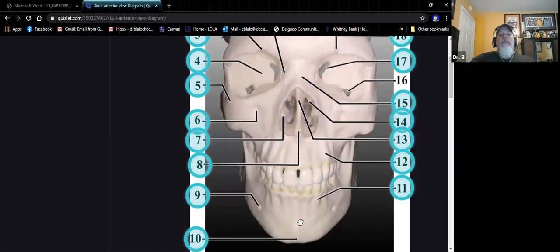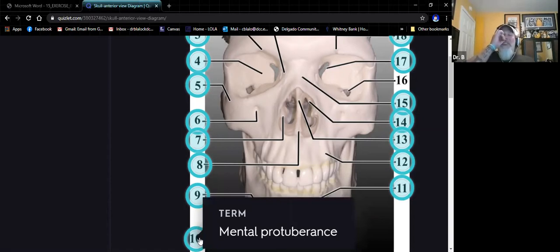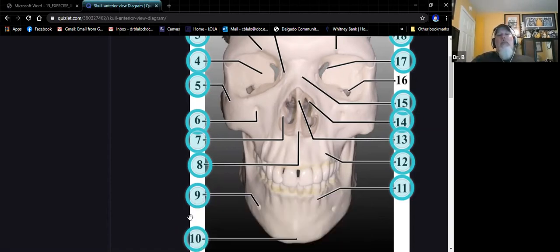Our chin, that region of our body, is the mental region. So this right here, our chin, would be the mental protuberance. And these two openings right here, because they are close to the chin, are going to be the mental foramen.